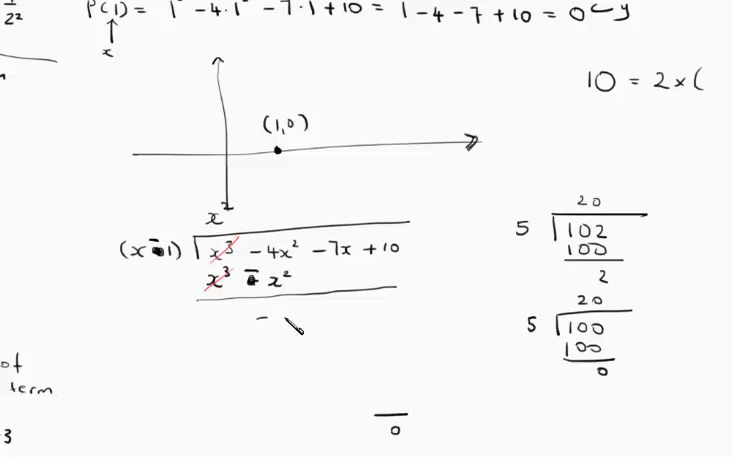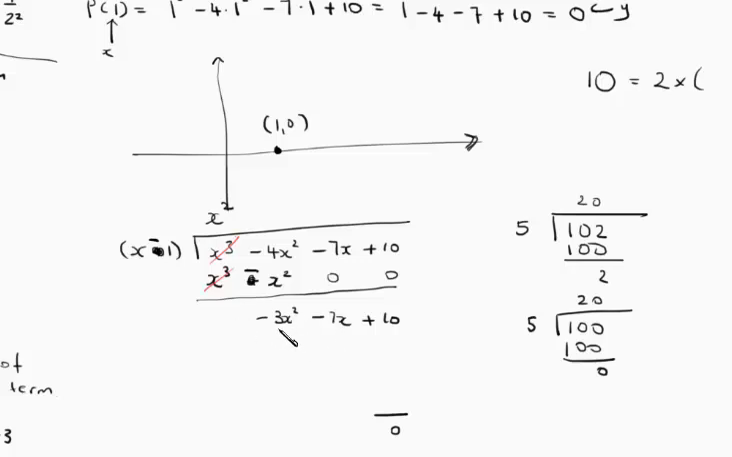So it's minus 3x squared. And of course, this is all 0, 0. Okay, so this times by this is that, and 0, 0. So this minus this is still negative 7x. You just bring this down like this.